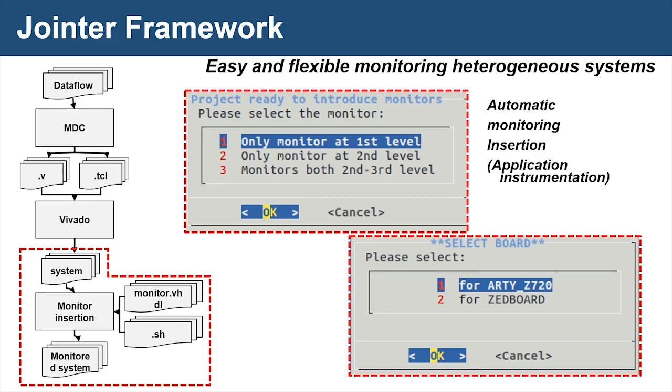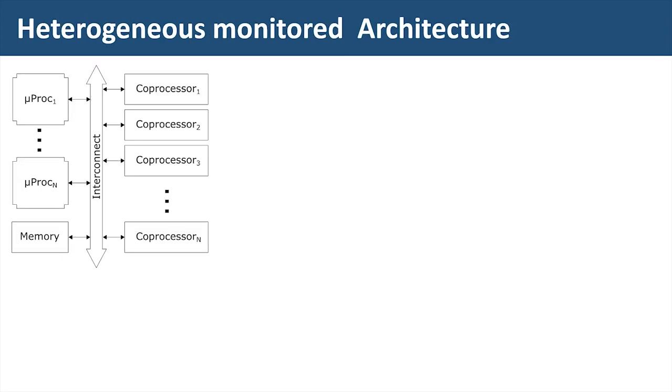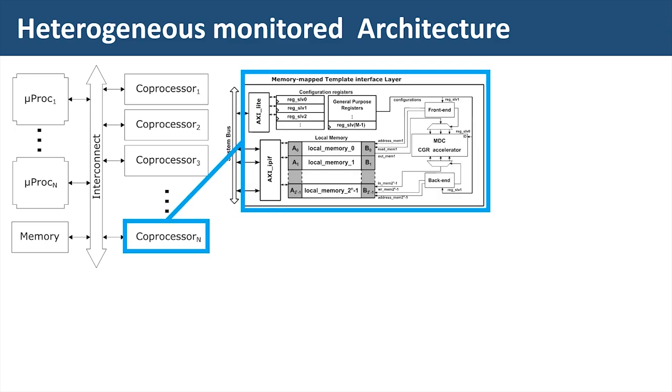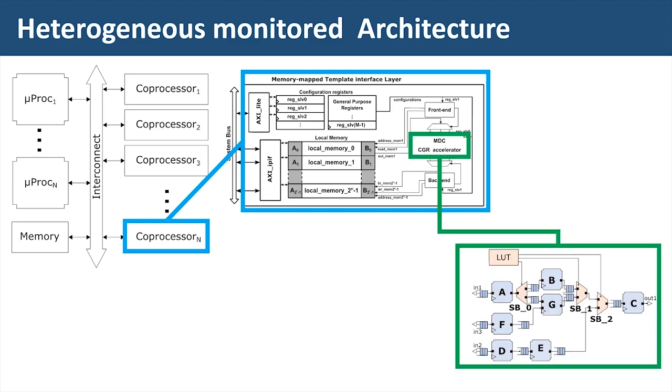The target architecture is a heterogeneous processor-coprocessor system. In particular, coprocessors are the Xilinx IPs automatically generated by the MDC tool. In these IPs, the accelerator is a coarse-grained reconfigurable data path. This kind of architecture can be instrumented at three different levels of monitoring.